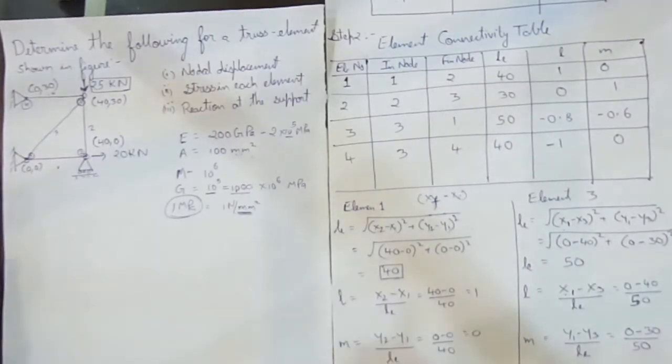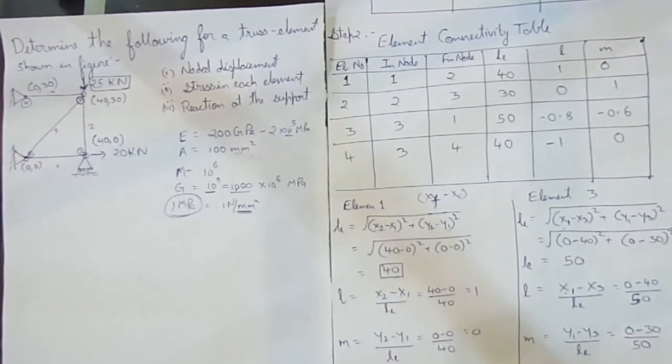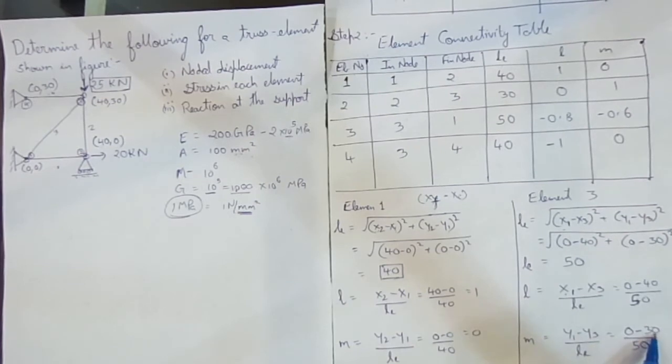And M value is (y1 minus y3) by LE. So y1 is 0, y3 is minus 30.